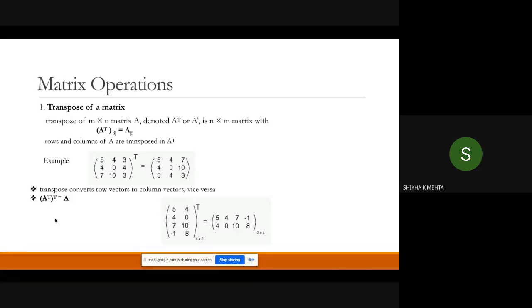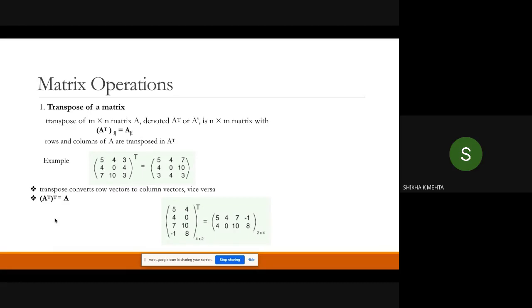Then we move on to the transpose of a matrix. We talk about the various kinds of operations that can be performed on a matrix. Here we see the transpose of a matrix. The transpose of A is denoted by A superscript T, or with quotation marks. We say that the rows and columns are transposed to each other.